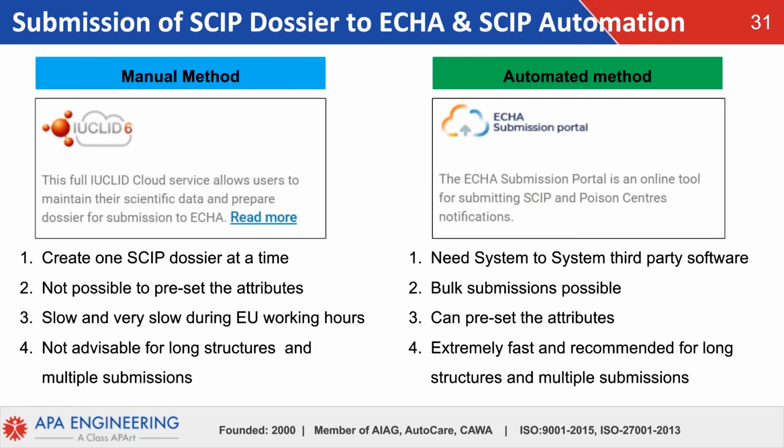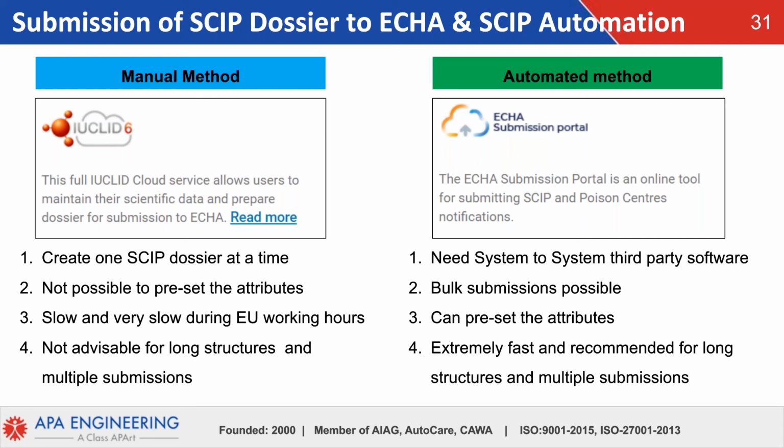Thank you, Ken. There are two ways of making a SCIP dossier: the manual method using the IUCLID Cloud and the automated method using the ECHA submission portal. Coming to the manual method, the SCIP dossier can be created only one at a time, and it is not possible to preset the attributes. And we also felt IUCLID Cloud is slow, and we have experienced it is very slow in the EU working hours. It is not recommended for longer structures and multiple submissions. It takes much of your time and effort.